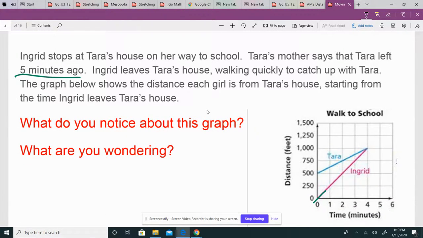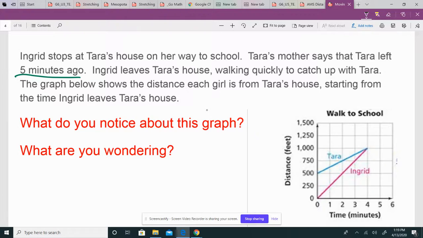Ingrid stops at Tara's house on her way to school. Tara's mother says that she left 5 minutes ago. Okay. Ingrid leaves Tara's house walking quickly to catch up to Tara. The graph below shows the distance each girl is from Tara's house, starting from the time Ingrid leaves Tara's house. So, what do you notice about the graph? Well, you may have noticed something different than I did, but the first thing I noticed was that it shows a linear relationship to me.